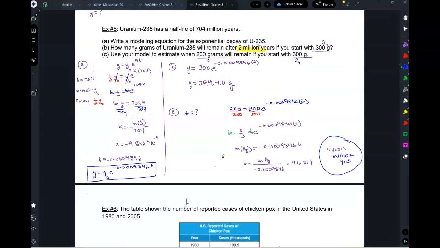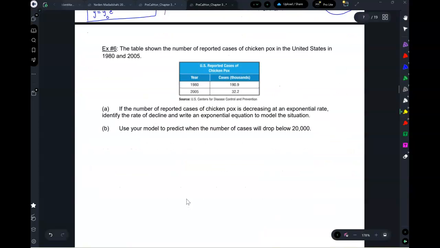Okay, and does that make sense? Well, let's see. We start with 300. We want 200 to remain. Half-life is 700 million years. So if 700 million years had passed, the 300 would become 150, half of it. We're not quite at the half, so we shouldn't be at the 704 million years either. So yeah, that does kind of make sense. Okay? All right. Here we go.